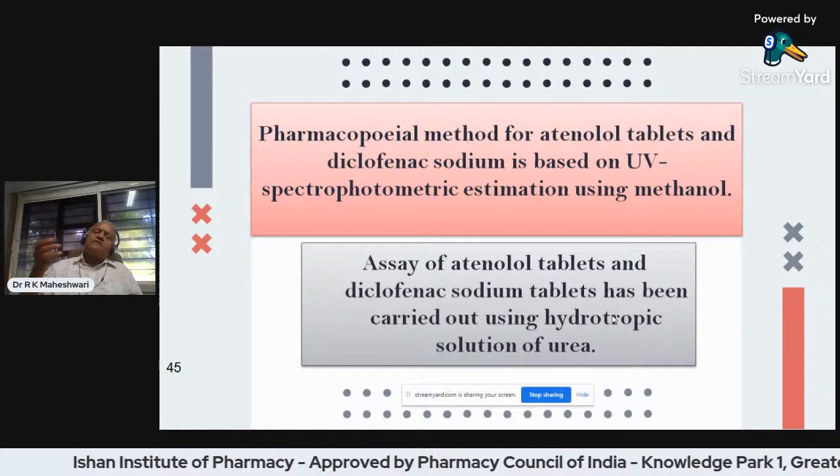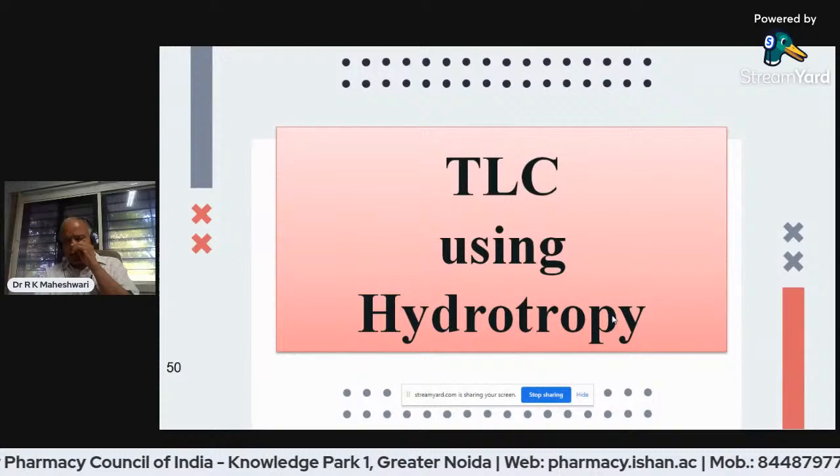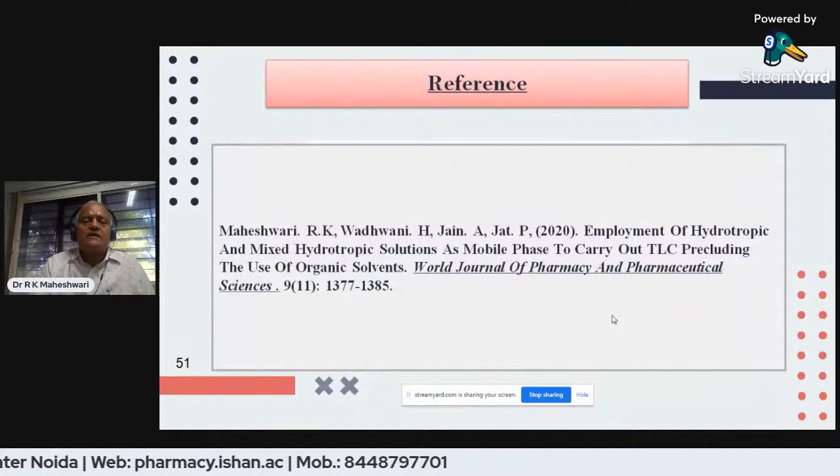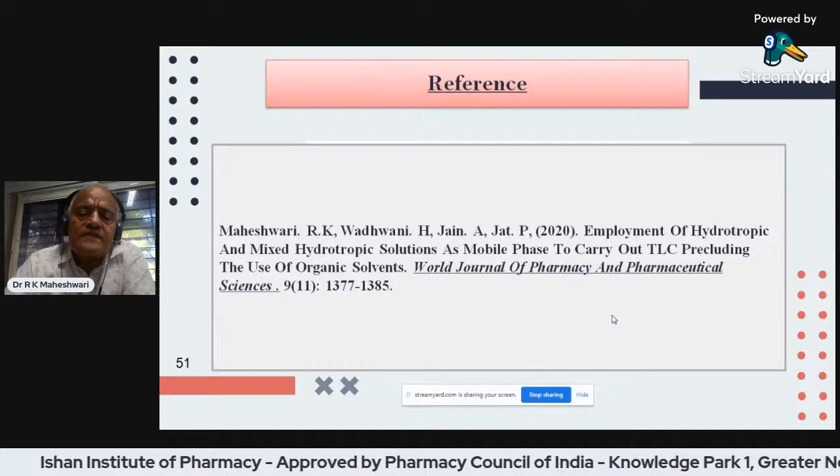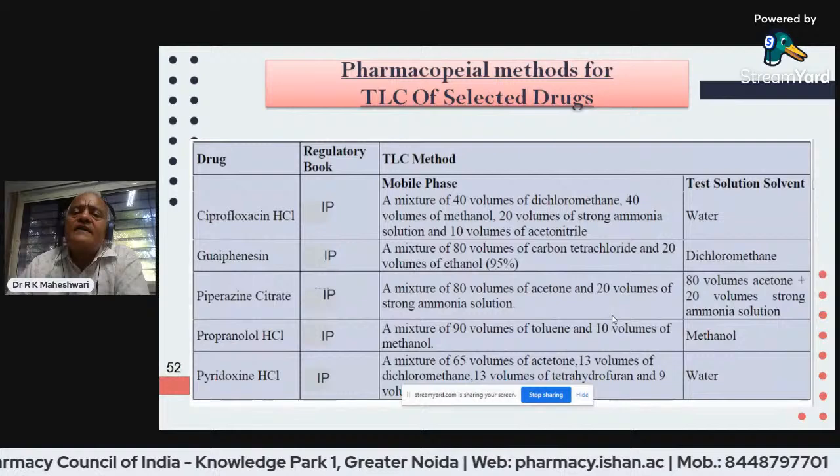Identification test I am leaving. Now, after this, TLC, thin layer chromatography, can be carried out using hydrotropic solutions. So I will mention one published paper. This reference is there. Those who need all these things can ask for my PowerPoint presentation. I can send it to you. So this is the reference. It is available online.